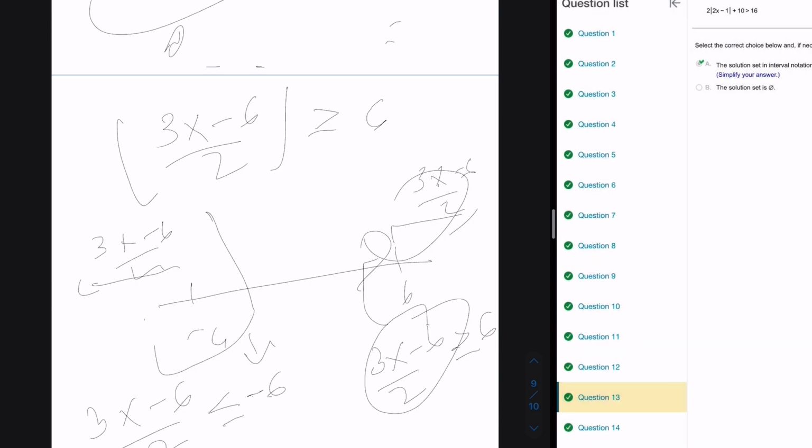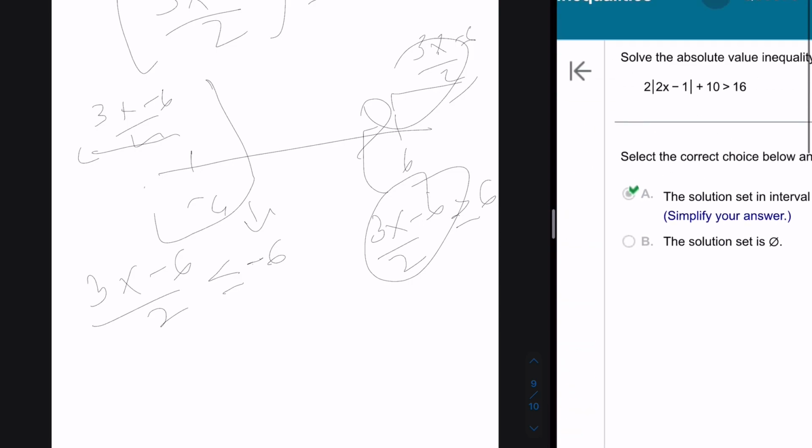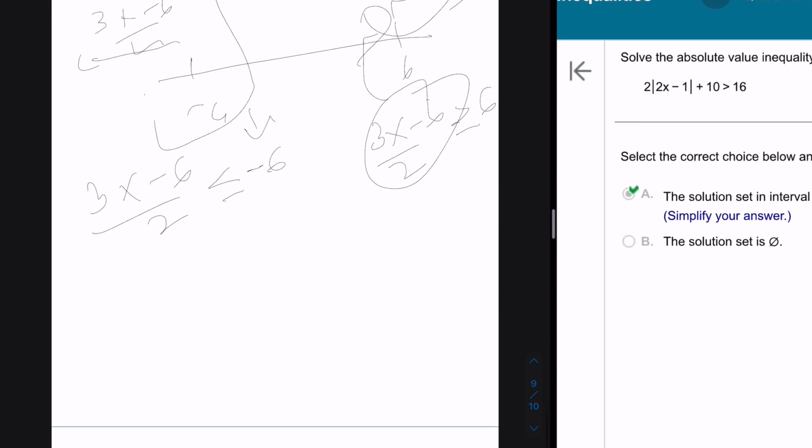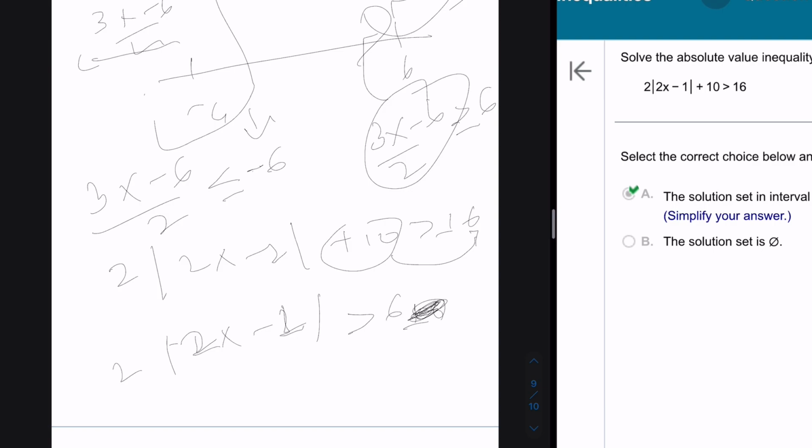Question number 13 is same thing. 2x minus 1 plus 10 16. So first subtract 10 on both sides, and then the equation will be like 2x minus 1, 16 minus 10 is 6. Then divide by 2. Then we have like 3.